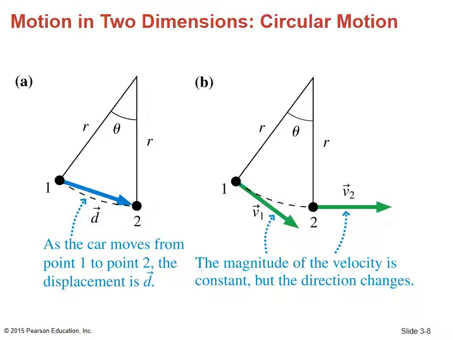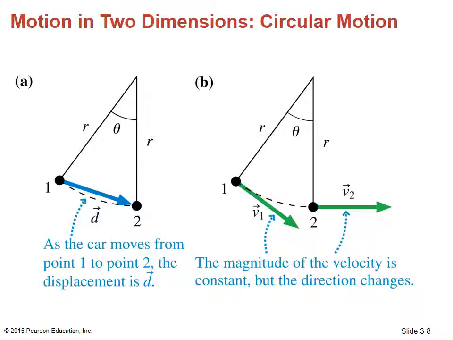To complete our description of circular motion, we need to find a quantitative relationship between the magnitude of the acceleration a and the speed v. Let's return to the case of the Ferris wheel. During a time delta t in which the car on the Ferris wheel moves around the circle, from point 1 to point 2, the car moves through an angle theta and undergoes a displacement as shown in figure A.